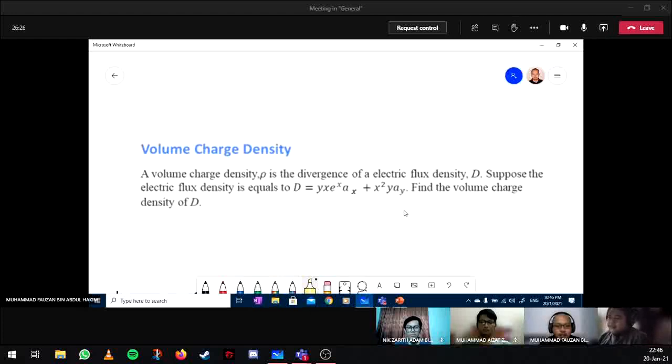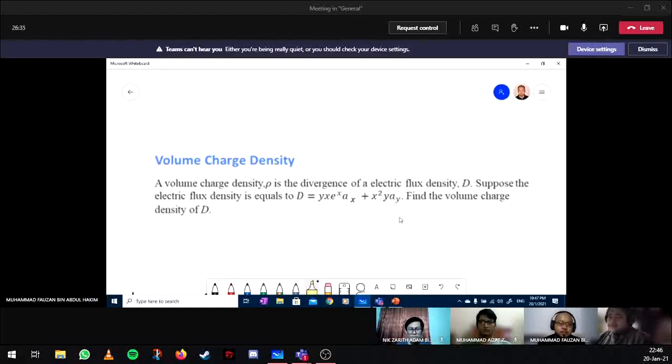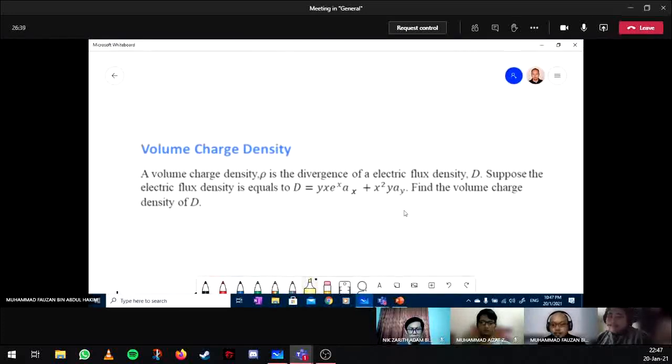Now I will explain another application of vector calculus in the electrical field. For example, we have a problem here. It says that the volume charge density rho is the divergence of the electric flux density D. Suppose the electric flux density D is equal to y times x times e to the power of x in the direction of a_x, plus x squared times y in the direction of a_y. We need to find the volume charge density of D.